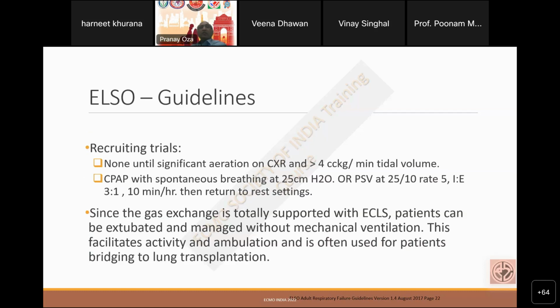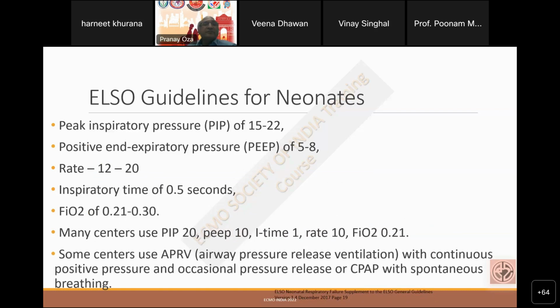Recruitment maneuvers should be tried only when the X-ray is improving or when the tidal volume has improved to more than 4 cc. Otherwise, there is no point in giving recruitment maneuvers. Now, because the gas exchange entirely depends upon ECMO, we are not worried about the mechanical gas exchange as far as mechanical ventilation is concerned. So we can always think of keeping the patient ambulated and try to get the patient off the ventilator at least.